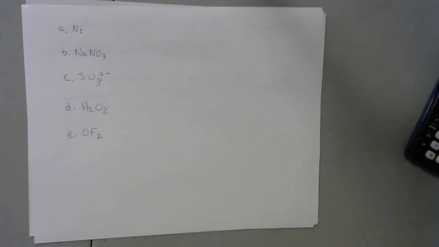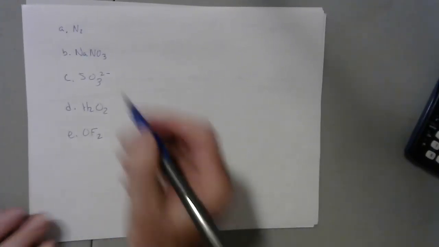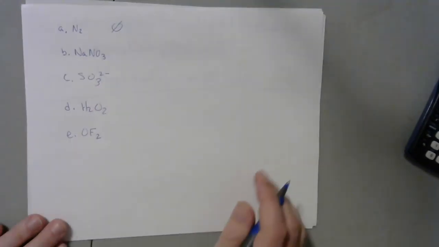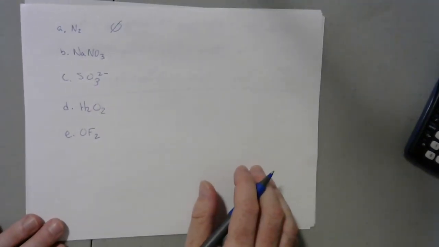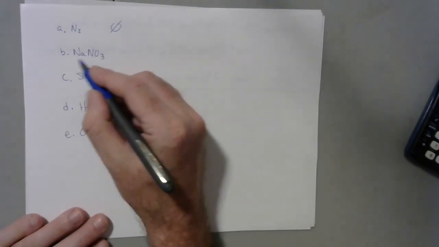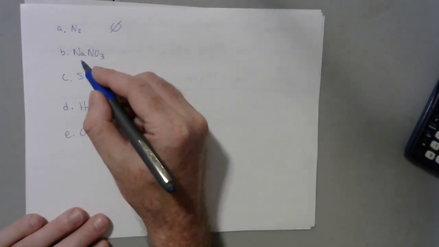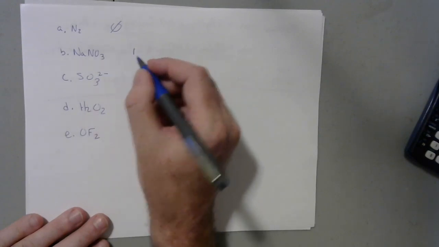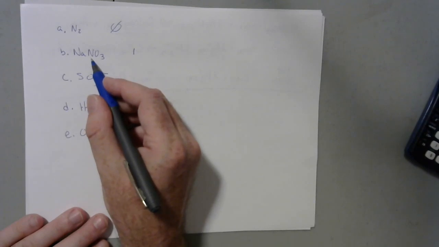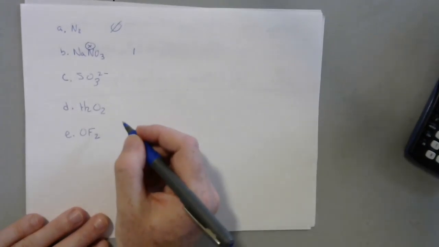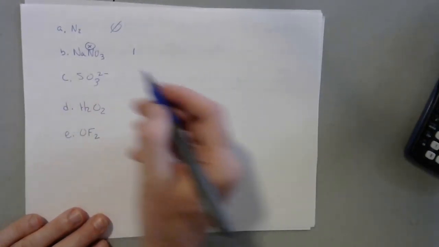So here are our substances we wanted to determine the oxidation numbers of. Nitrogen's pretty easy. That's a free element, so we know the oxidation number is 0 just by applying our first rule. So we're going to look at B, sodium nitrate. We know sodium is ionic, so its oxidation number is going to be the charge, so that's +1. Our nitrogen, we don't know, so we're going to call that X, because that's what we have to solve for. Oxygen we have a rule for: -2.